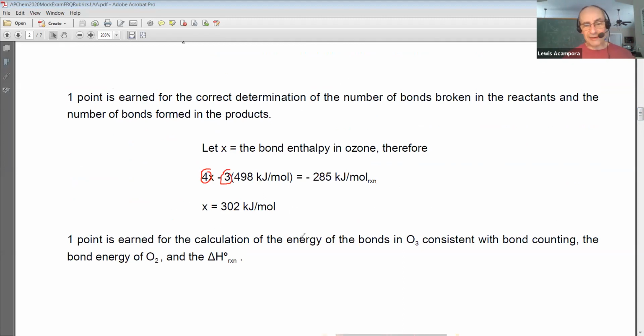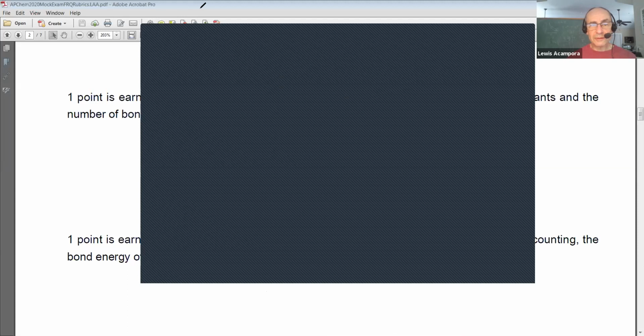And then the second point here is earned for the calculation of the bond energies consistent with the bond counting. So, if you had an incorrect number here, if someone put a 6 there because they were counting atoms and not bonds, they would still get that first point, but not the second point. So that was the scoring standards for this.